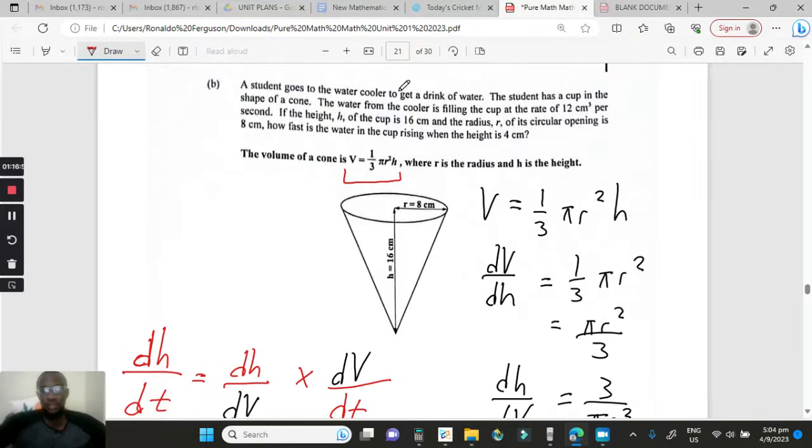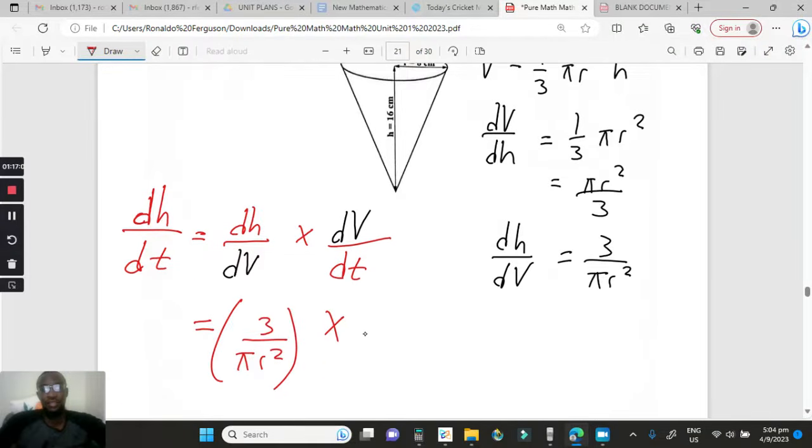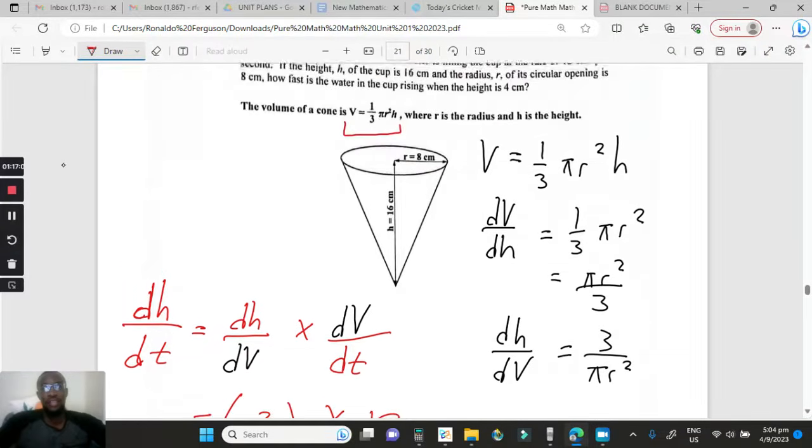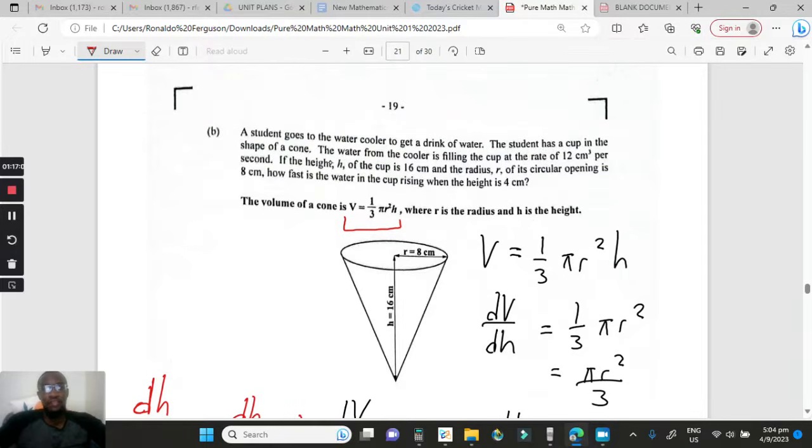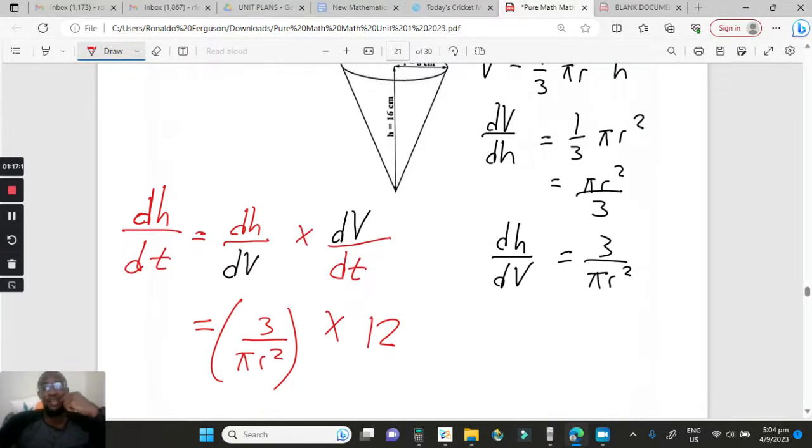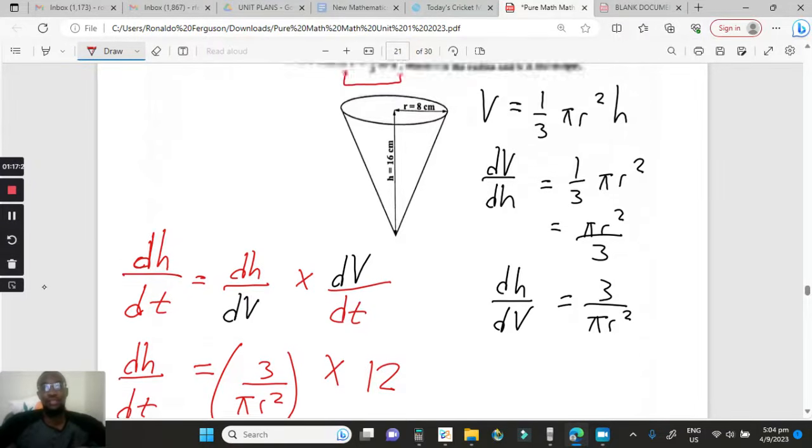They must give you one of them. They said the rate is 12 centimeter cube per second, so they gave you 12. Now, the next thing they gave us was, if the height of the cup is 16 centimeters, how fast is the water in the cup rising when the height is 4? Good question. Before we can go ahead and find dH by dt, we need to do something else.